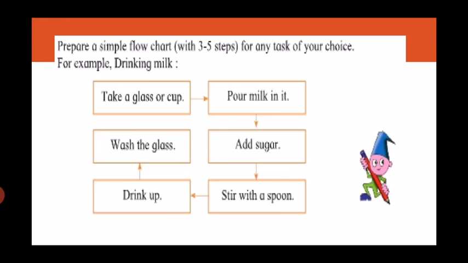Then again an arrow and write the fourth step in the fourth box. What will you do after adding sugar? Stir it with a spoon. And once your milk is ready, the fifth step will be drink it all up. And finally, wash the glass. So children, from step 1 till the last step, it is flowing with arrows. So this is the way you show a flow chart.